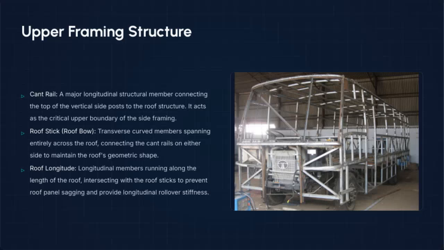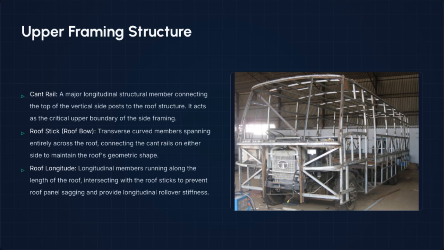Let's take a closer look at the upper framing structure. First, we have the roof longitudinal members. These run along the length of the roof and are crucial for maintaining stability. They intersect with the roof sticks, which helps prevent the roof panels from sagging and also provides rollover stiffness along the length of the roof.